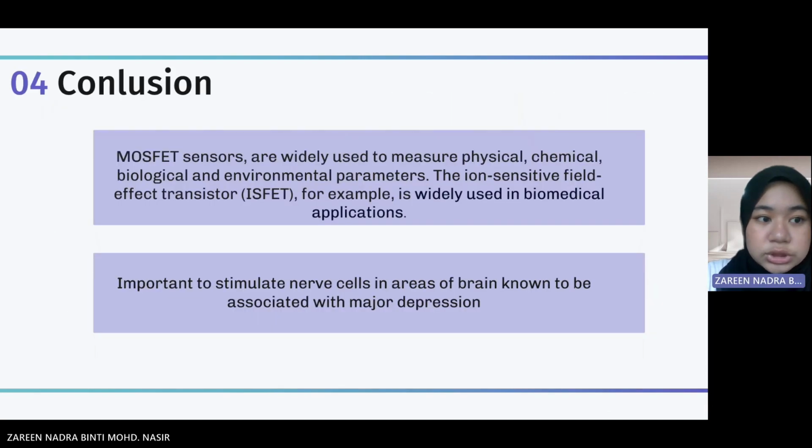As a conclusion, we can see that MOSFETs are widely used in biomedical applications, and they are very important to treat and diagnose mental disease and to stimulate nerve cells in areas of the brain known to be associated with major depression. So that's the end of my presentation.